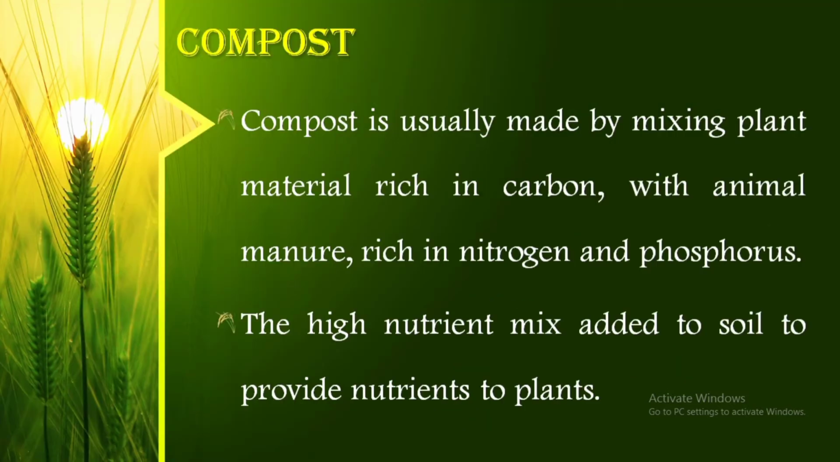Let us talk about the compost. Compost is usually made by mixing plant material which is rich in carbon with animal manure which is rich in nitrogen and phosphorus. Over the course of few months, microorganisms within the compost break down the plant matter to form humus, a relatively stable substance which excels at retaining nutrients like phosphate, potassium and nitrate. This high nutrient mix can then be added to soil to provide nutrients to plants. Since it is rich in both microorganisms and humus, more of the nutrients are retained in the soil.